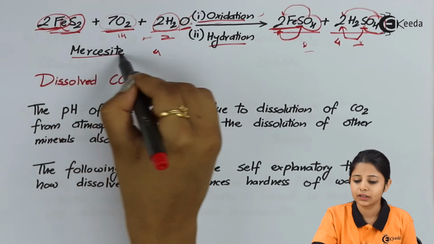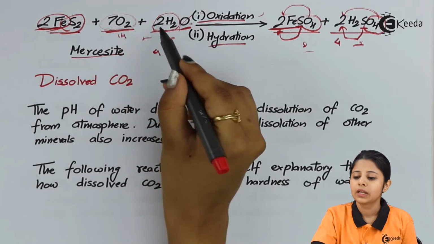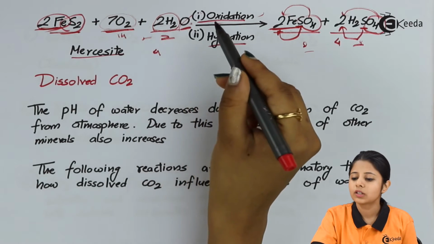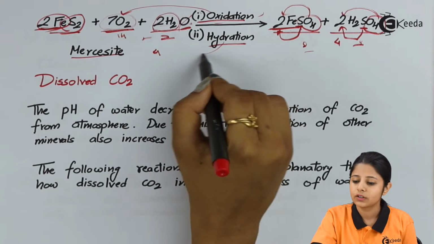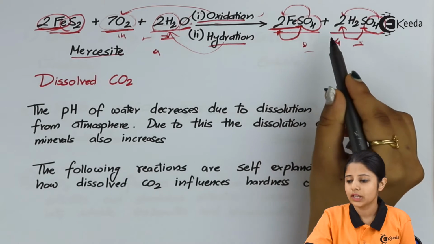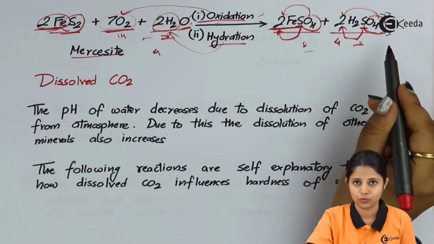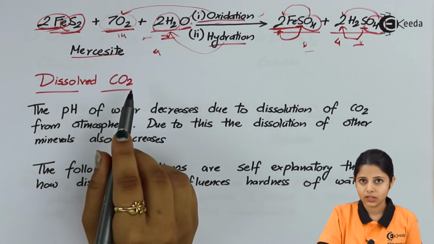That is the marcasite, that is FeS2: 2FeS2 plus 7O2 plus 2H2O. That is, two processes are happening: oxidation because addition of oxygen is there, and hydration because addition of water molecules is there, forming 2FeSO4 plus 2H2SO4. The next we have is dissolved carbon dioxide.